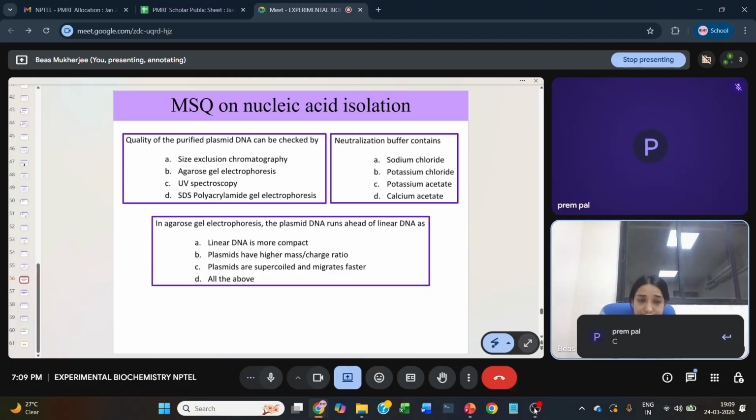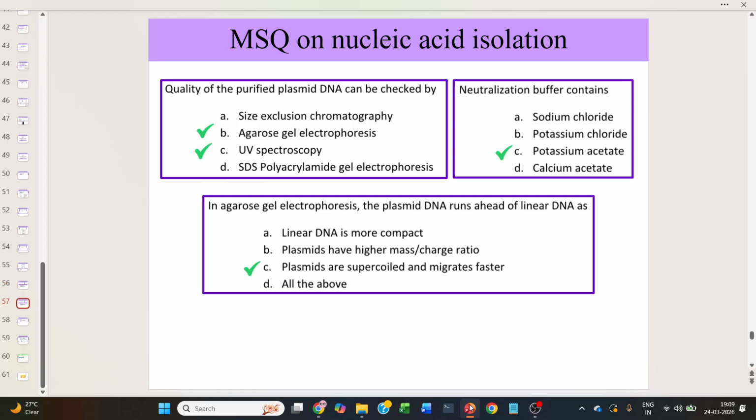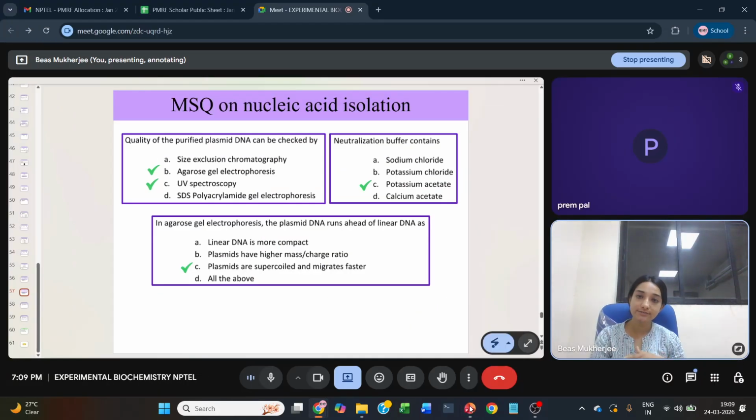Very simple. C. Yes. So the second question is C. What about the third one? The third one is also C. Great. That is correct. So we have B and C as the first one, and we have C in the second one and C in the last one. Okay.